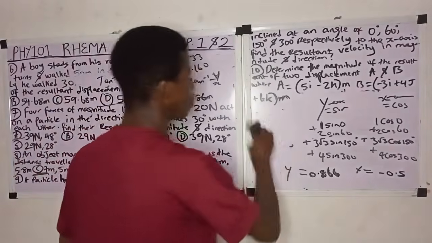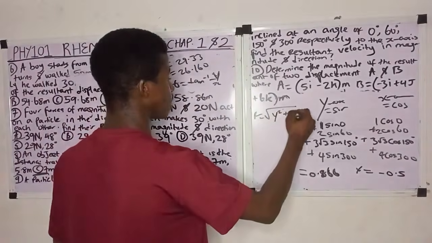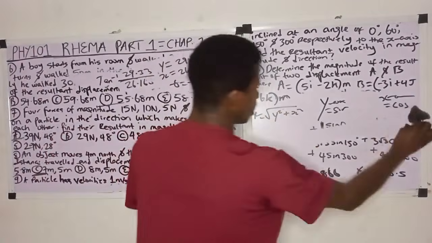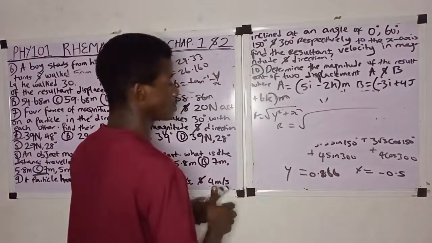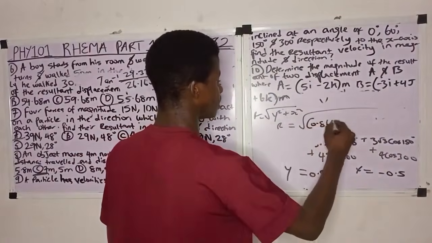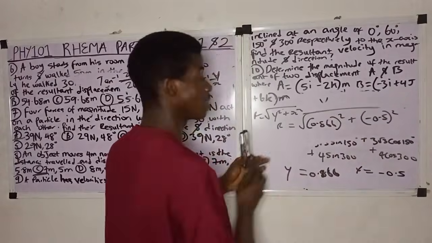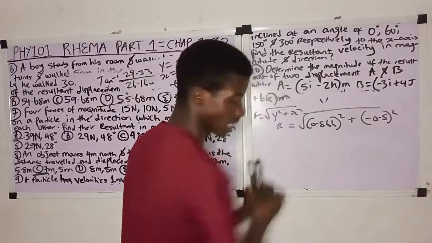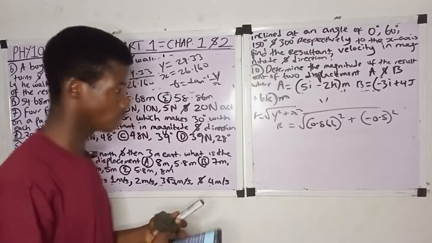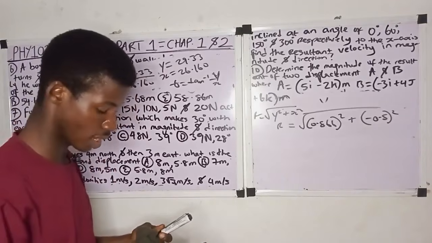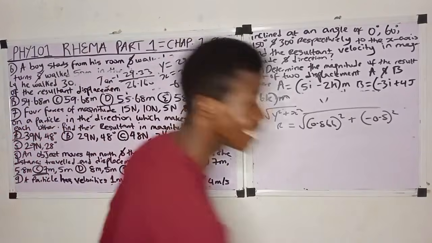So what next I'm going to do, we look at our result, right? R is equal to root of y squared plus x squared. So R is root of 0.866 all squared, plus our x, minus 0.5, all squared. Let me just do it straight: root, bracket open 0.866 bracket close all squared, plus bracket open minus 0.5 bracket close all squared. So our answer is 0.9999.